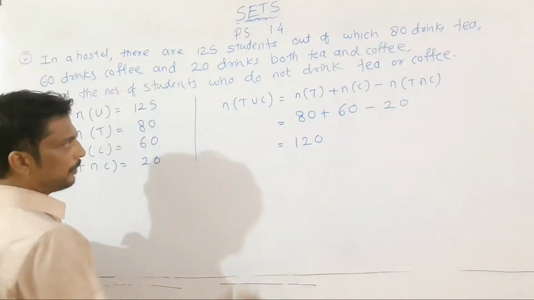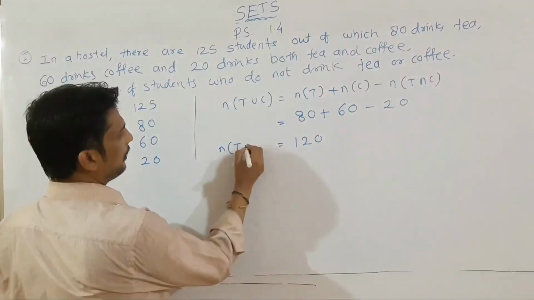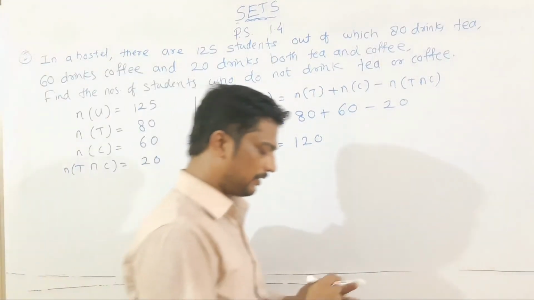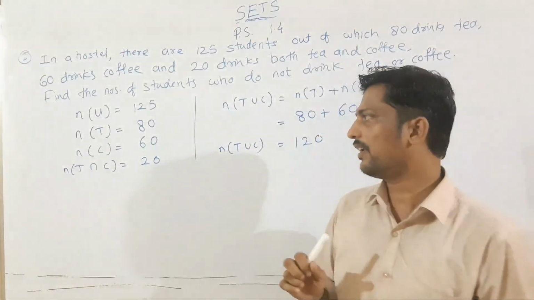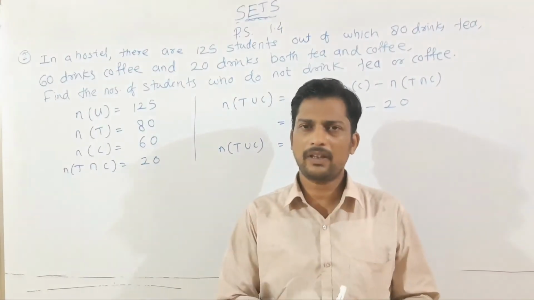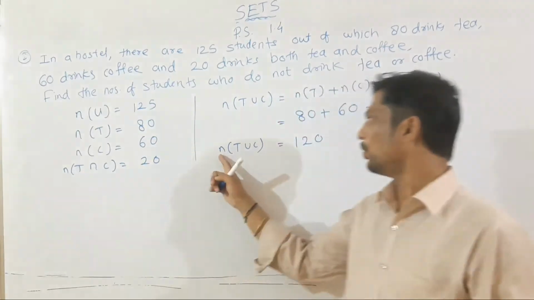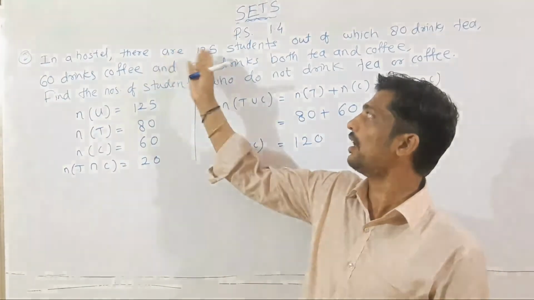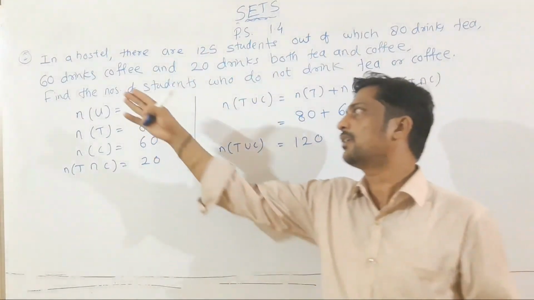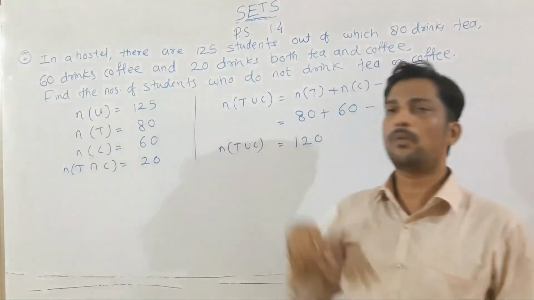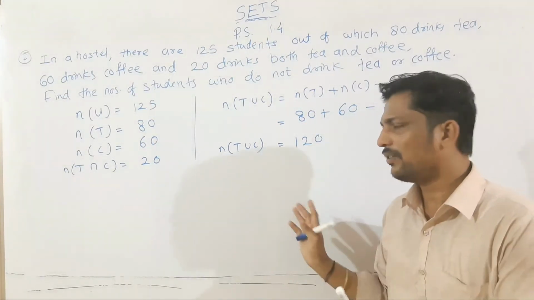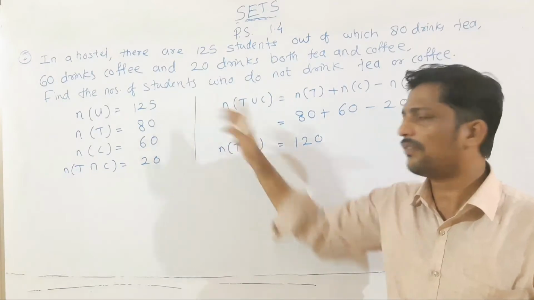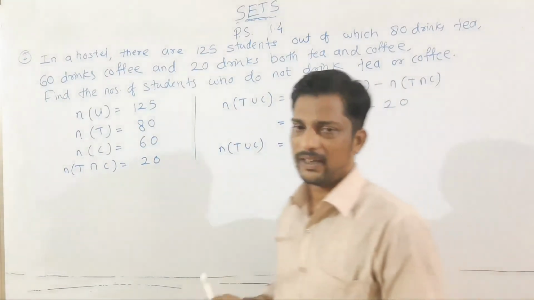This will become 120. So number of T union C, that means the students which drink tea, coffee as well as both, total is what? 120. But they have given me in hostel there are 125 students. That means number of universal set is what? 125. So how many students are left? Only 5 students are left. That means these 5 students don't drink anything.